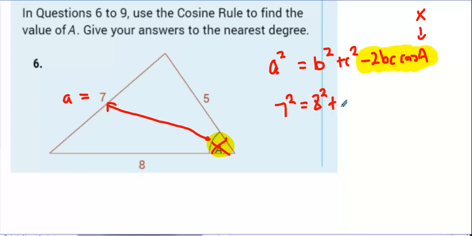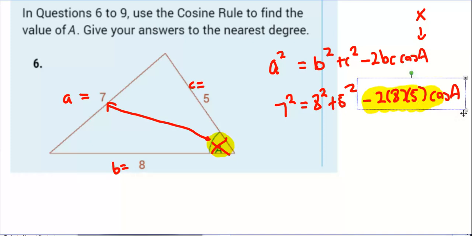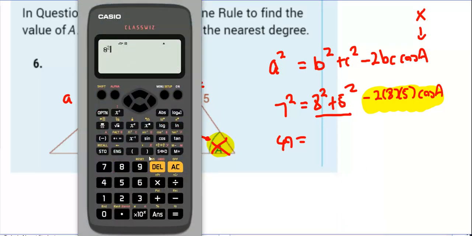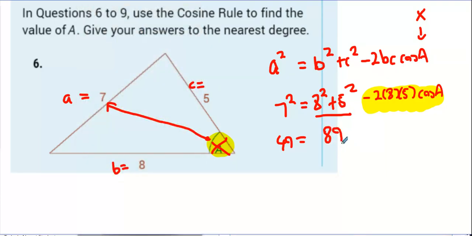Now here's what you're going to do. 8 squared plus 5 squared, yeah? So call that B and that one C. And then minus 2 times 8 times 5 cos A. Now, do you remember what I said earlier? Don't touch what? This part here, isn't it? Just leave it alone. So what do we do here? 7 by 7, 49. I can throw that part into the calculator. Why wouldn't I? 89. Is that cool with you?